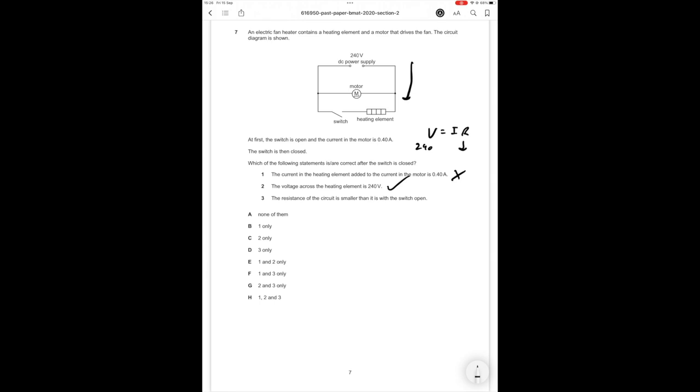3. The resistance of the circuit is smaller than it is with the switch open. This is true because of the following rule. 1 over R total is equal to 1 over R1 plus 1 over R2 dot dot dot. So the overall resistance when you close the switch is going to be lower than when the switch was open, because of the extra parallel branch. So therefore, only statements 2 and 3 are correct, and the correct answer option in this case is answer option G.